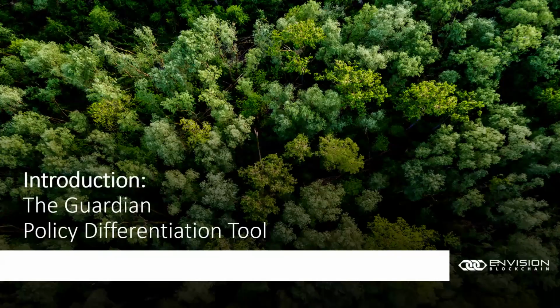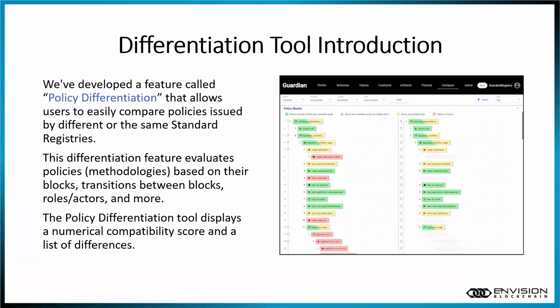Let's do an introduction of our policy differentiation tool before we do a demo. So we've developed a feature called policy differentiation that allows users to easily compare policies issued by different or the same standard registries. This differentiation feature evaluates policies based on their blocks, transitions between blocks, roles, actors, and more. The policy differentiation tool displays a numerical compatibility score and a list of differences.